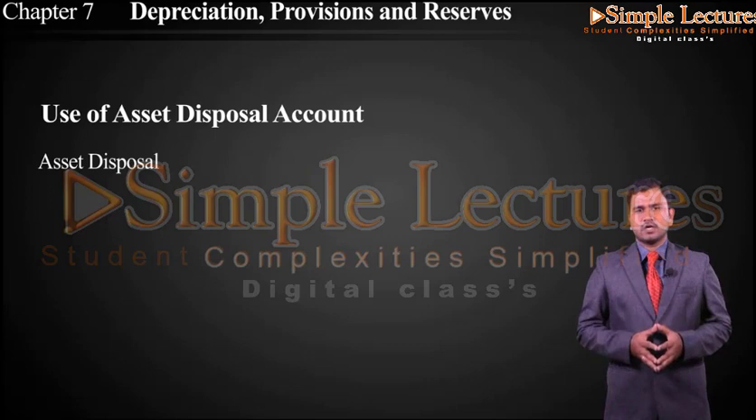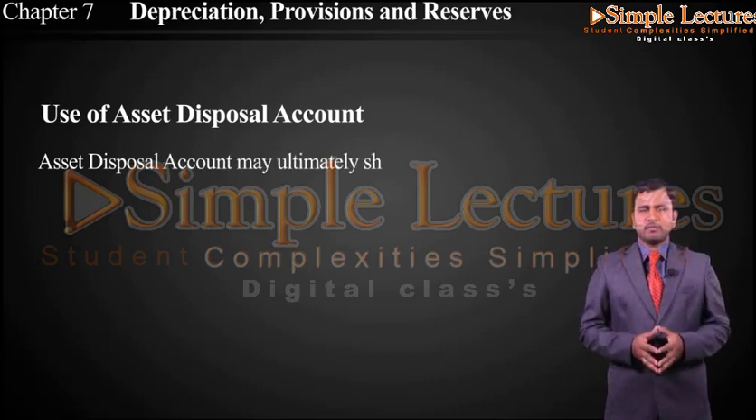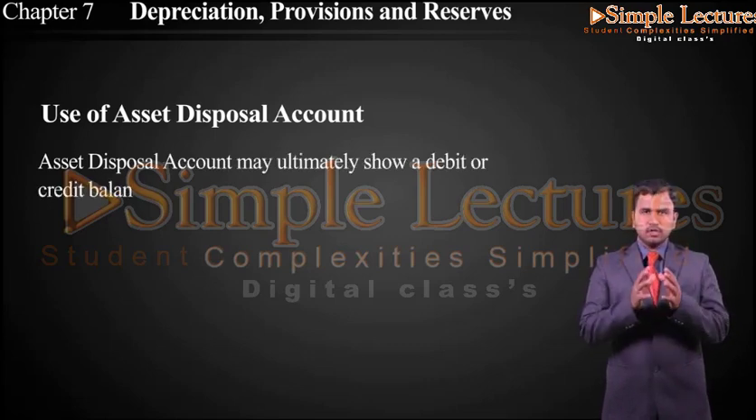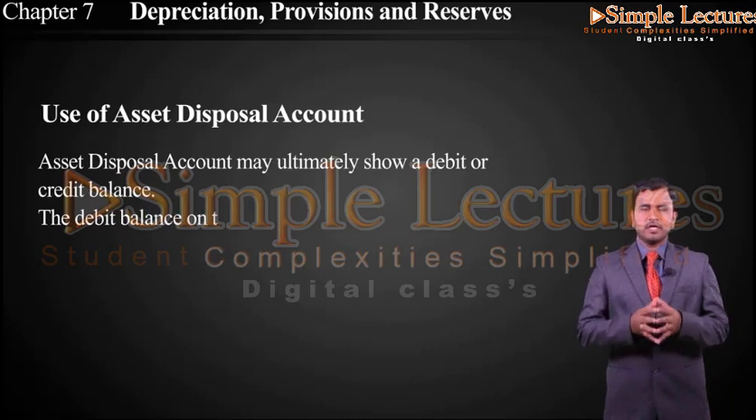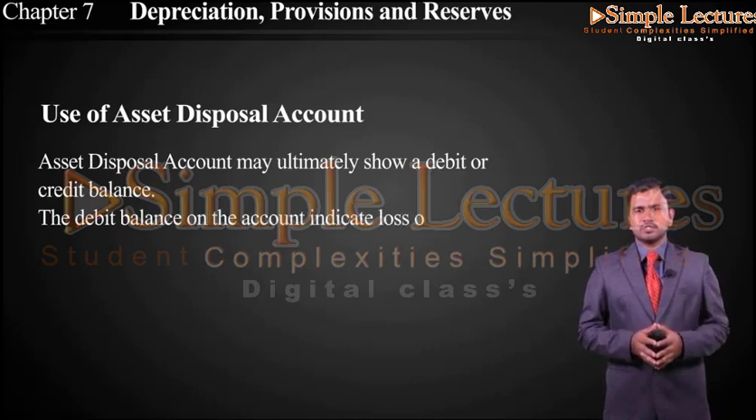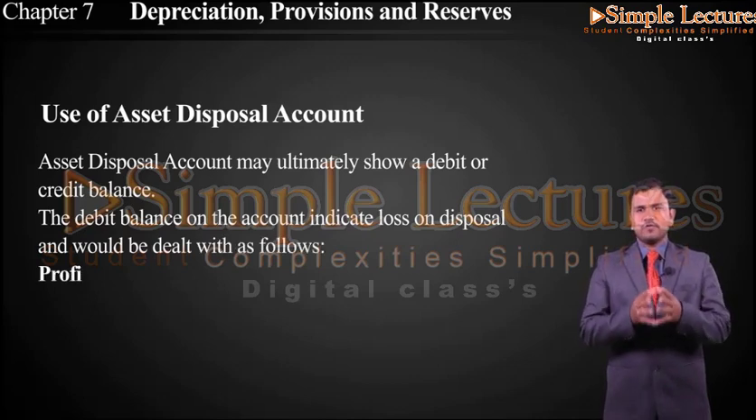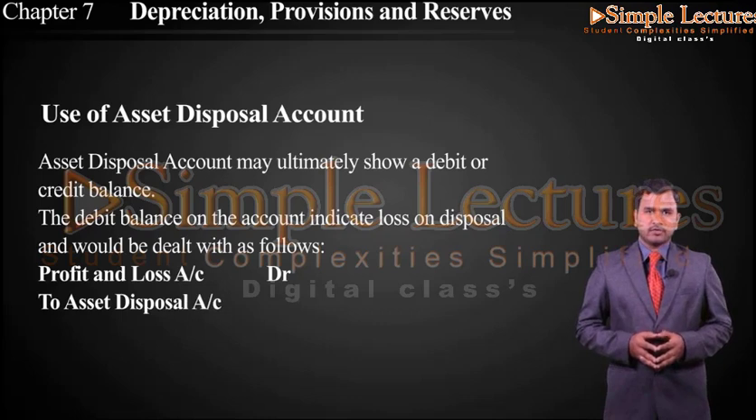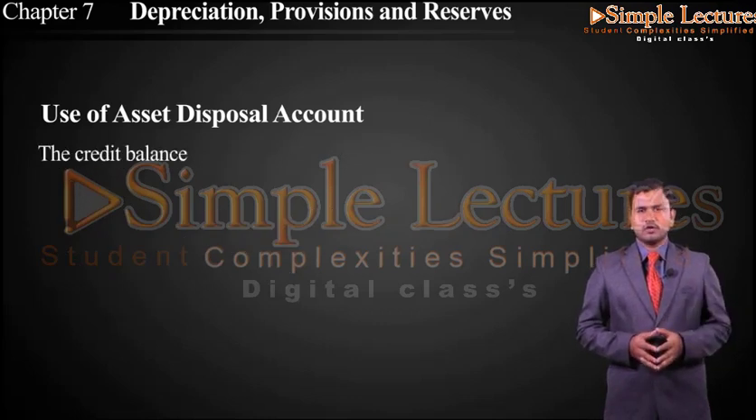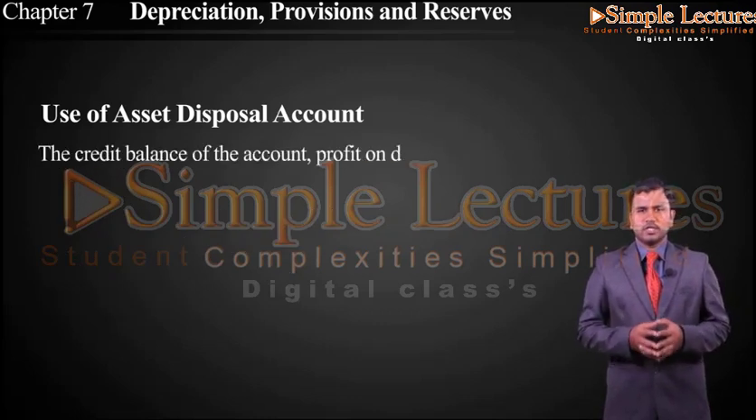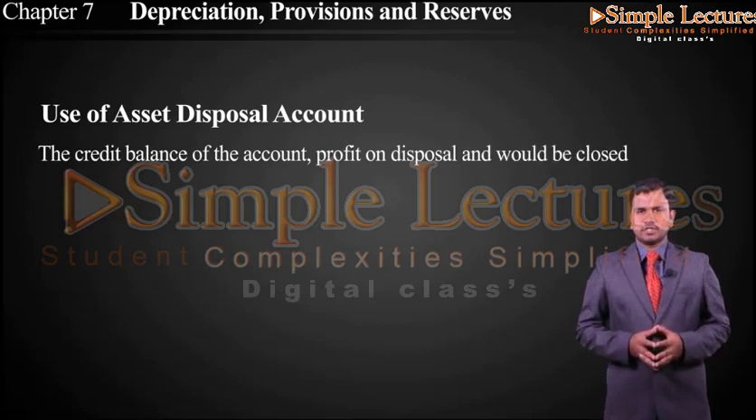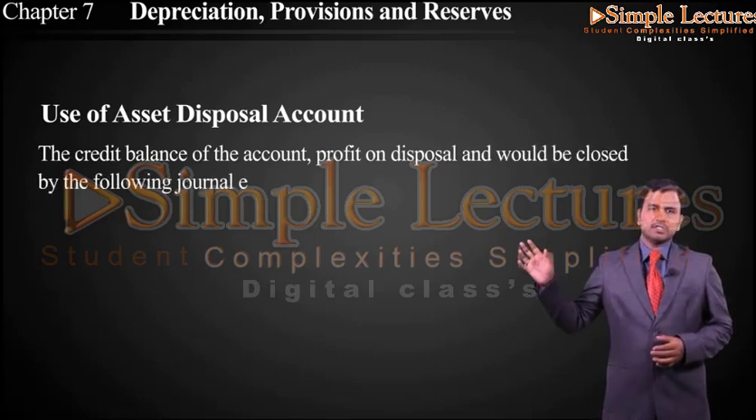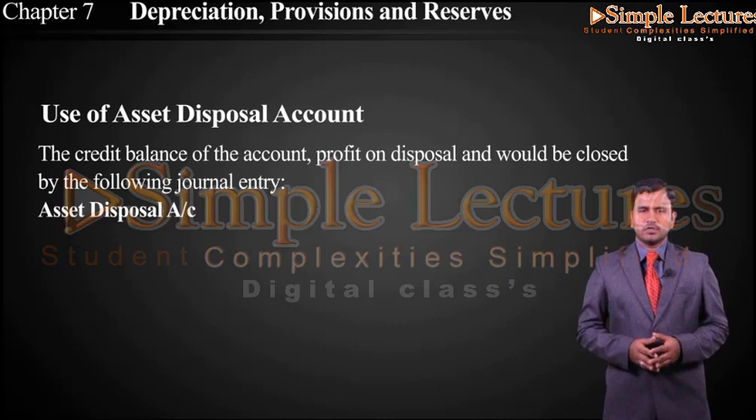Asset disposal account may ultimately show a debit or credit balance. The debit balance on the account indicates loss on disposal and would be dealt with as follows: profit and loss account debit to asset disposal account. The credit balance of the account indicates profit on disposal and would be closed by the following journal entry: asset disposal account debit to profit and loss account.